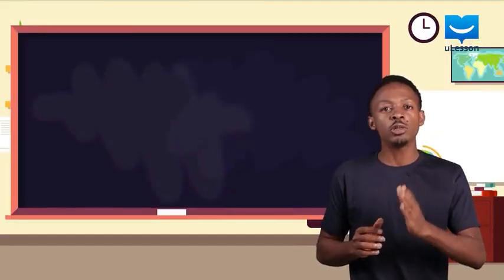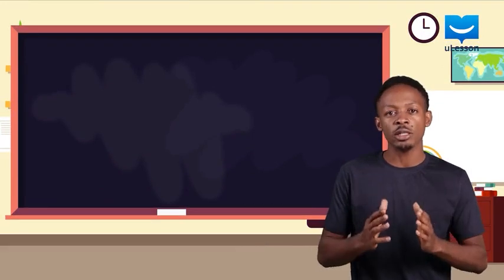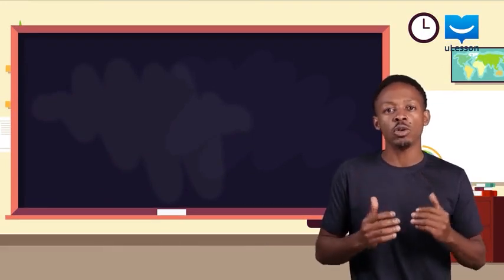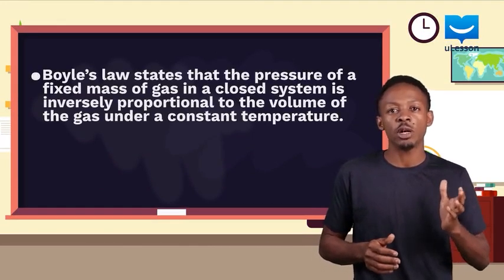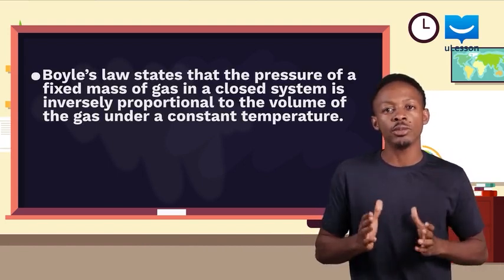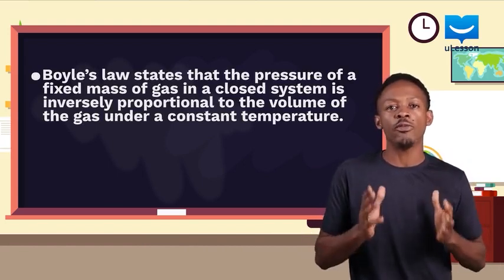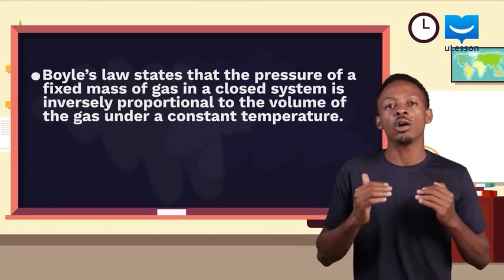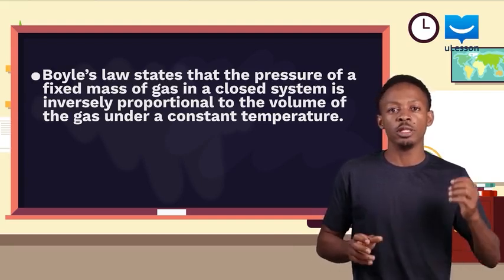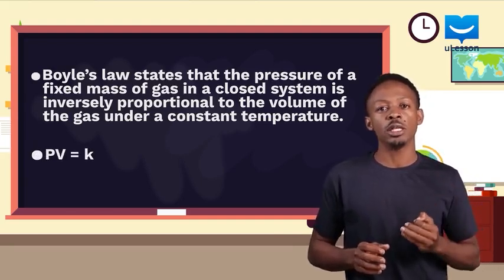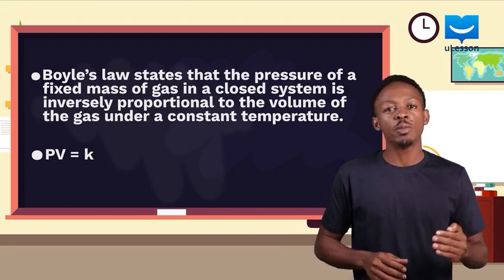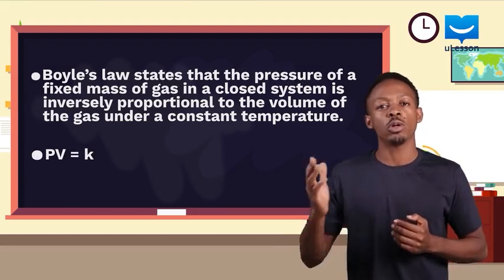So let us recap what we learned in this lesson. The relationship between the pressure and the volume of a gas is described by Boyle's law, which states that the pressure of a fixed mass of gas in a closed system is inversely proportional to the volume of the gas under a constant temperature. This is also mathematically represented as pressure multiplied by volume is equal to a constant.